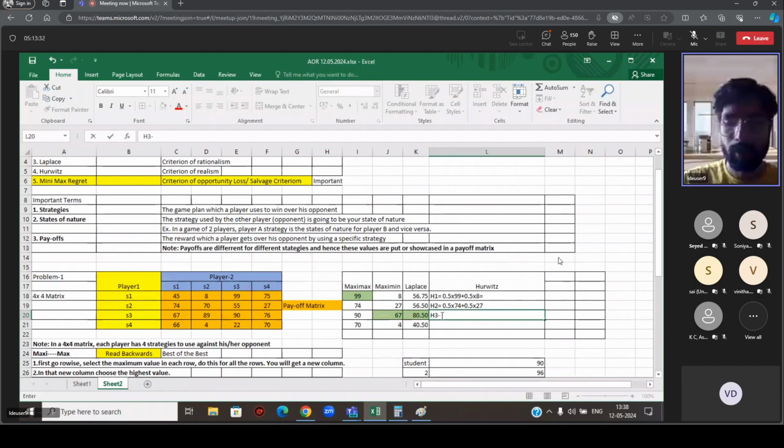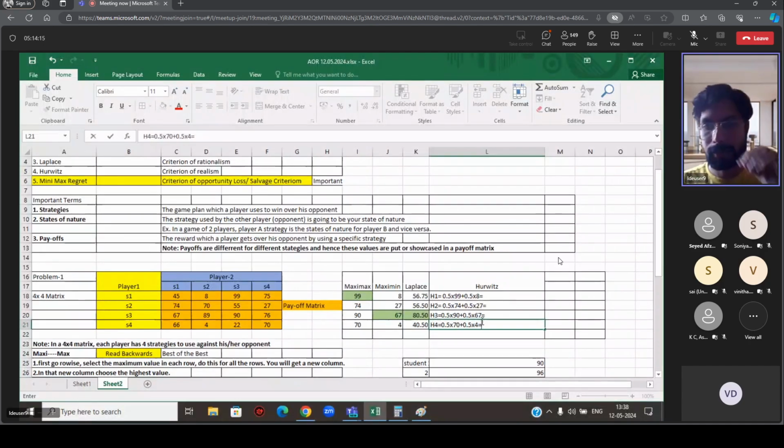The next one is H3. H3 is alpha 0.5 into the maximum value here, which is 90, plus 0.5 into the minimum value, which is 67. Somebody start calculating this. And the last one is H4. 0.5 into the highest value, 70, plus 0.5 into the least value, 4.